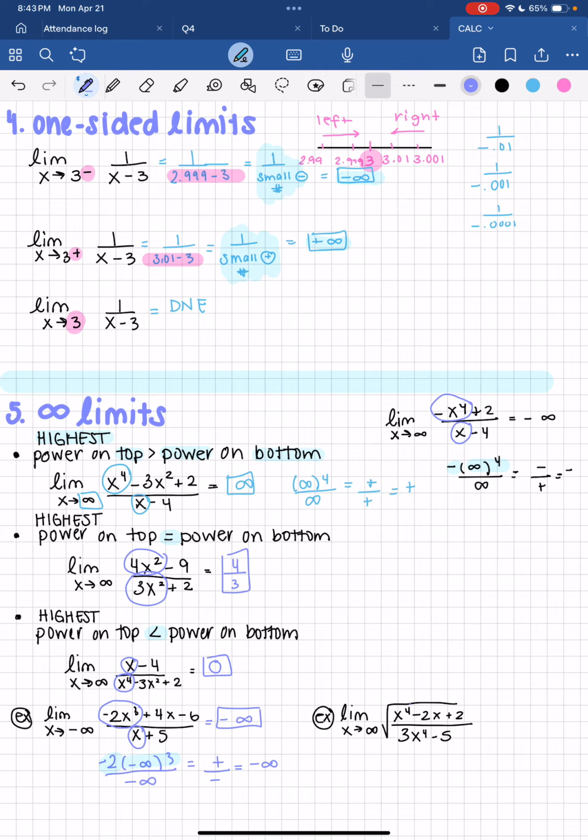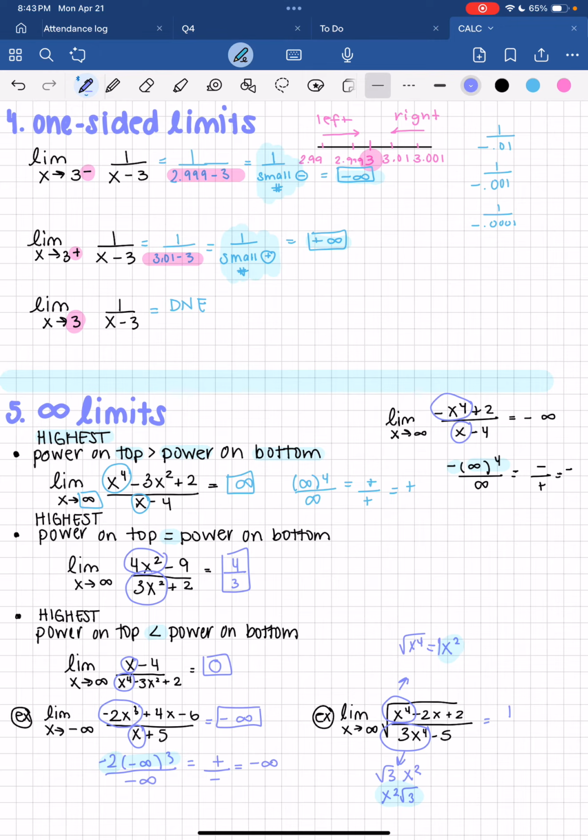Now this next example: circle the highest power on top, circle the highest power on the bottom. Now guys, the highest power is under a square root. So the highest power on top is going to be radical x to the fourth, which is x squared. Divide the exponent by 2. And the highest power on the bottom, if I take the square root of everything, the square root of 3 is rad 3, and square rooting x to the fourth gives x squared. So the highest power on the bottom is x squared rad 3. Do you see now how the powers match, x squared and x squared? So you're going to take the ratio of the coefficients. That's a 1 over rad 3. Done.